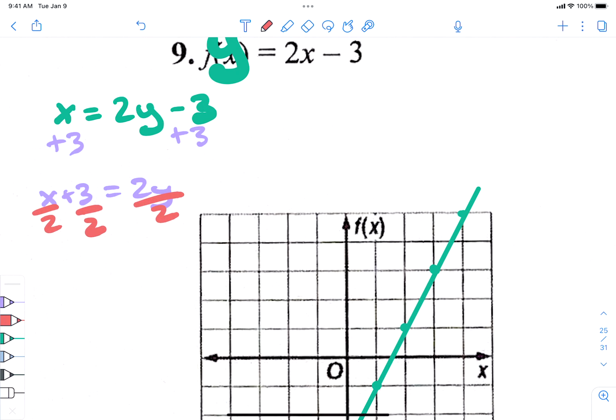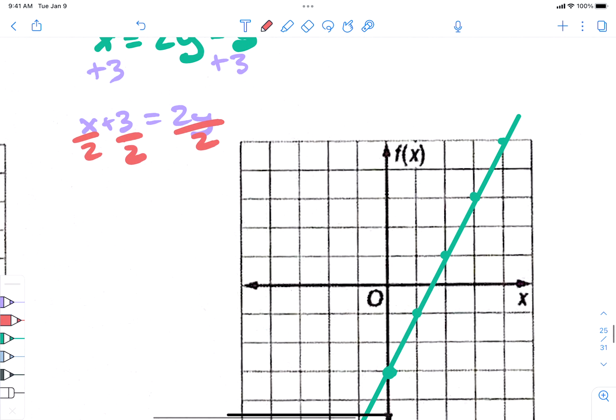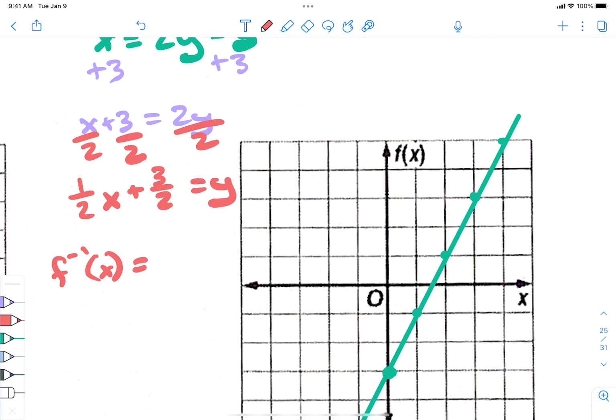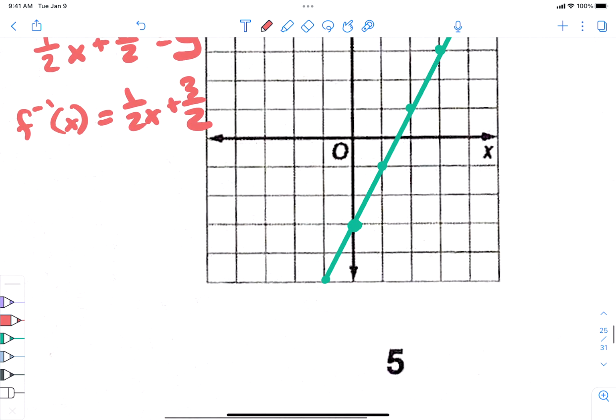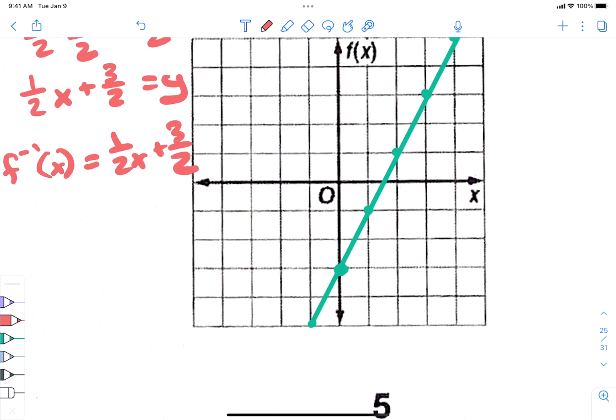x over 2. I don't like to write it like that usually. I like to put it as 1/2 x plus 3 over 2 equals y, or if you like to rename it, it's f inverse of x equals 1 over 2 x plus 3 over 2, okay? Where do we start there? 3 over 2. 3 over 2 as a decimal is 1 and 1/2, so right here.